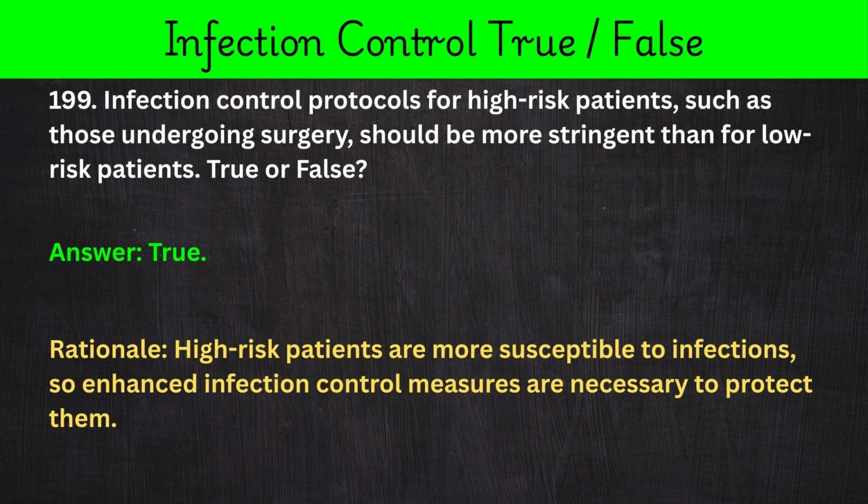199. Infection control protocols for high-risk patients, such as those undergoing surgery, should be more stringent than for low-risk patients. True or false? Answer: true. Rationale: high-risk patients are more susceptible to infections, so enhanced infection control measures are necessary to protect them.